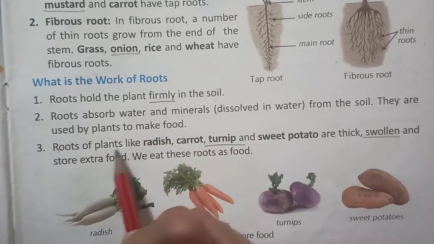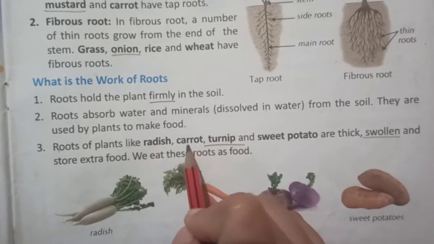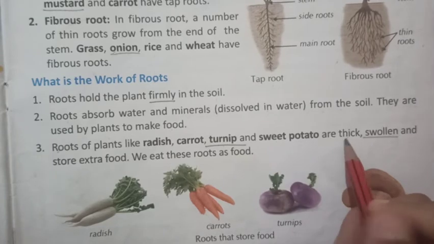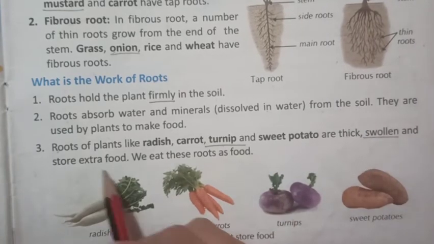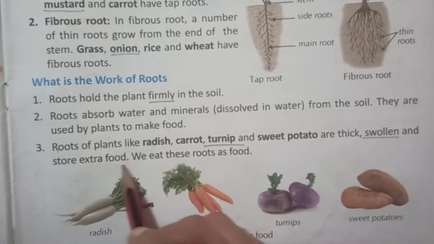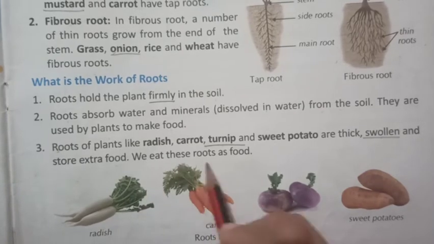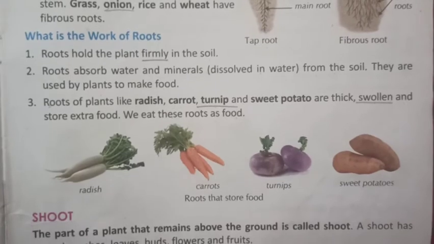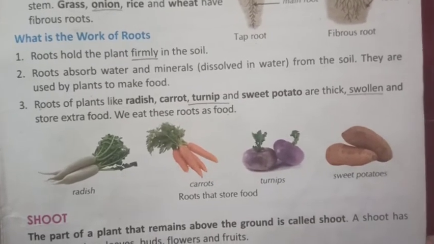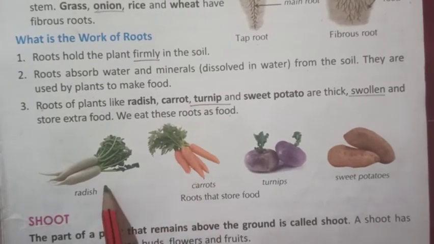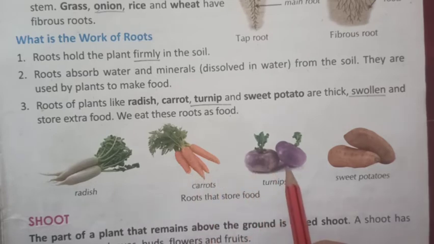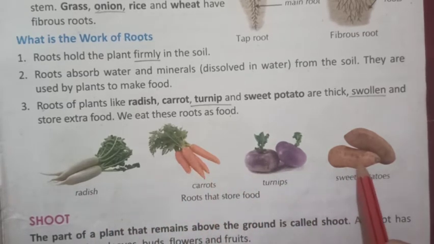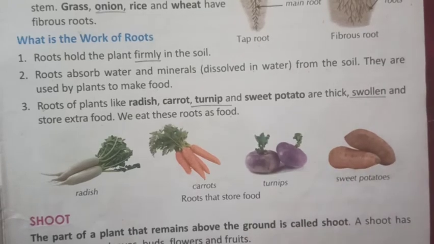Roots of plants like radish, carrot, turnip, and sweet potato are thick, swollen, and store extra food. We eat these roots as food. So here you can see the picture of the vegetables. We use these vegetables and these are the roots of the respective plants.